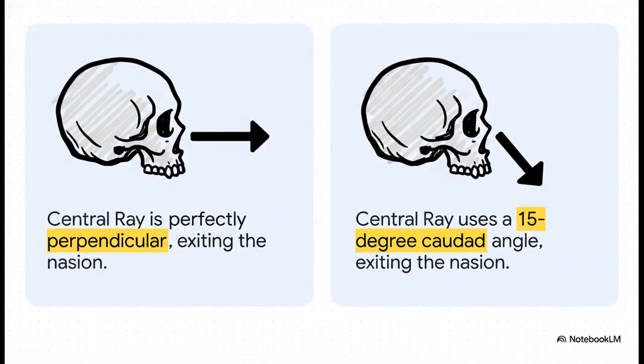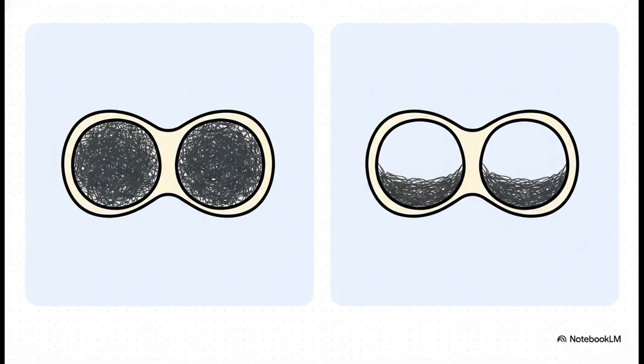All right, let's map our two methods side by side to solve our spot the difference mystery. Contrasting the geometry directly, we have the PA skull central ray, which is perfectly perpendicular, exiting the nasion, versus the Caldwell central ray, which utilizes that downward 15-degree caudad angle, also exiting the nasion. This seemingly slight geometric shift is the absolute key to revealing completely different cranial structures. And this brilliantly illustrates the massive why it matters payoff.